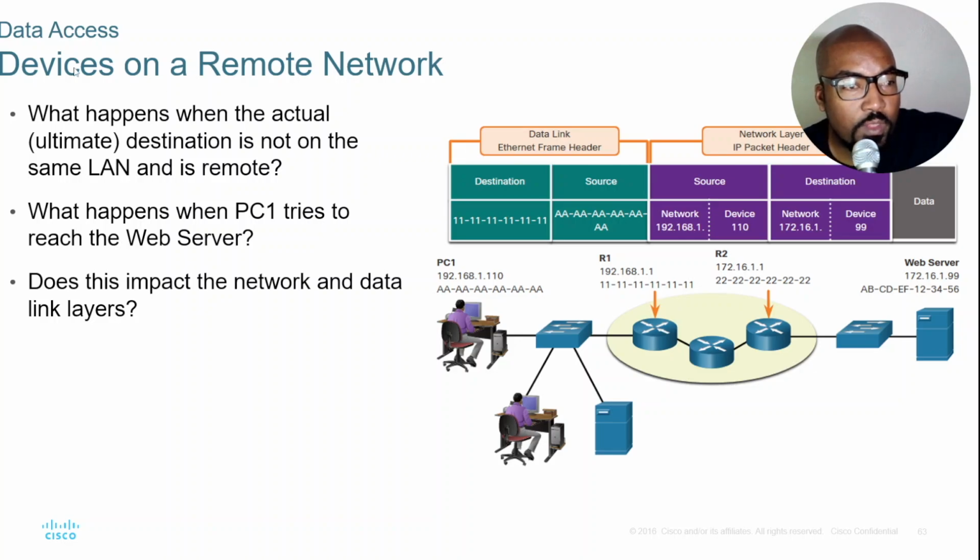Devices on a remote network. So what happens when the ultimate destination is not on the same local area network and is remote? If you're trying to access something that's not in your network, how do you get to that? What happens when PC1 tries to reach the web server? Does this impact the network and the data link layers? That's the question. Let's take a look at that.